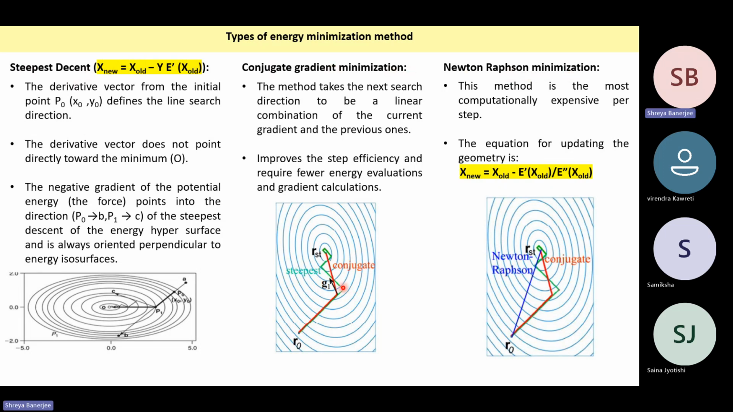Steepest descent is this green line. Imagine R0 is the initial state and this is the final native state. Steepest descent will go in this kind of a pathway till it reaches the final state. Conjugate gradient is slightly faster. It follows only this red pathway.